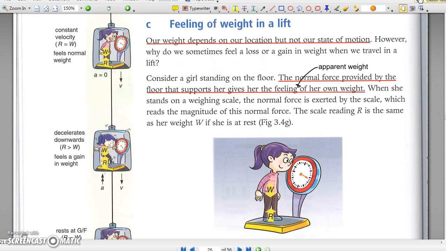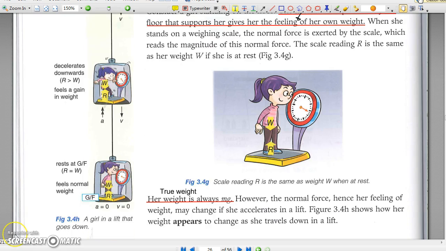C. Feeling of weight in a lift. When we are in a lift, we sometimes feel a different weight. This is called apparent weight. The apparent weight is indeed the normal reaction acting on us by the supporting surface, such as the ground. Note that our true weight W is mg, which never changes with the motion of the lift. True weight W may only change from place to place due to the change in acceleration due to gravity, or simply due to your change in mass.